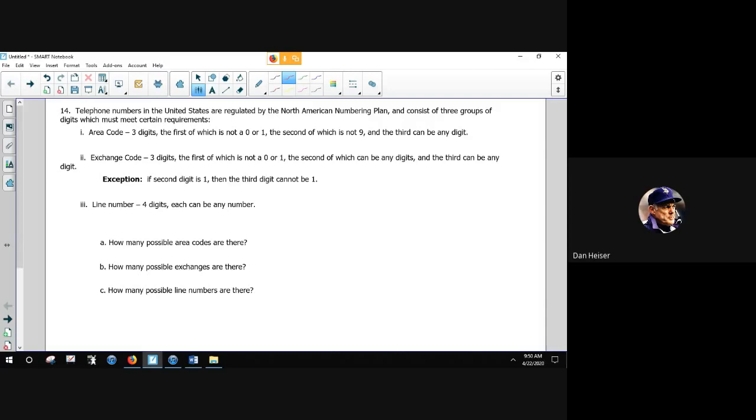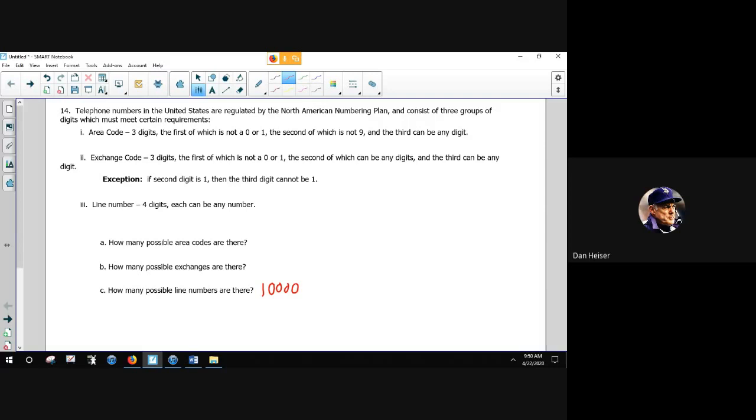And then the line number, the last 4 digits, that is pretty straightforward. Those can be any number. So you could have 0000 all the way to 9999. That's going to give us 10,000 possibilities right there. That's the simplest one. Area code, probably the second simplest.